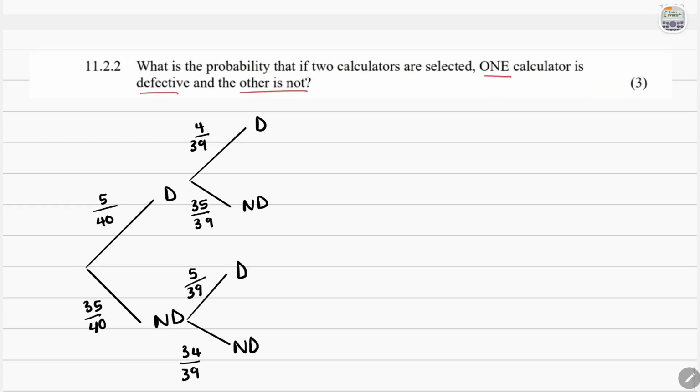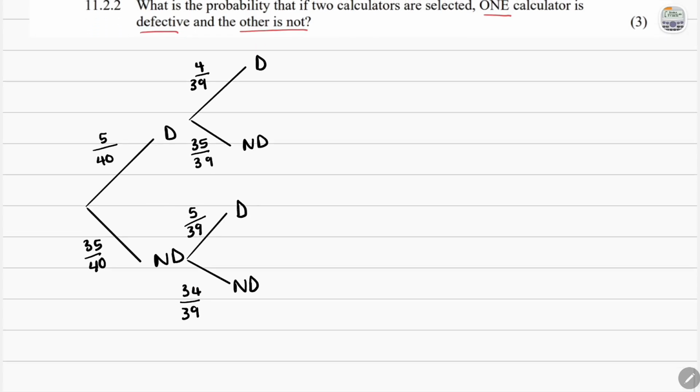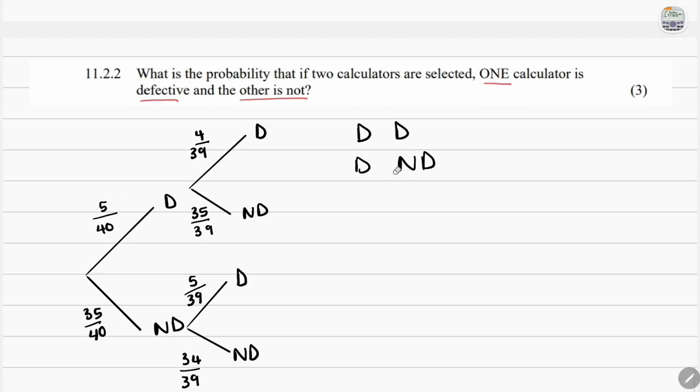And the question specifically just wants us to find the probability that, if we're picking 2 calculators, one calculator is defective and the other is not. So here's how this is going to work. Defective and not. We're just going to have to look at these outcomes, so all the outcomes we could get in these 2 picks. So here we could get defective and defective. Okay, and then you could also get a situation where the first pick you got a defective calculator and then in the second you got a non-defective. So defective and non-defective. You see that this is one of the cases that they're referring to, because one is defective, the other is not.